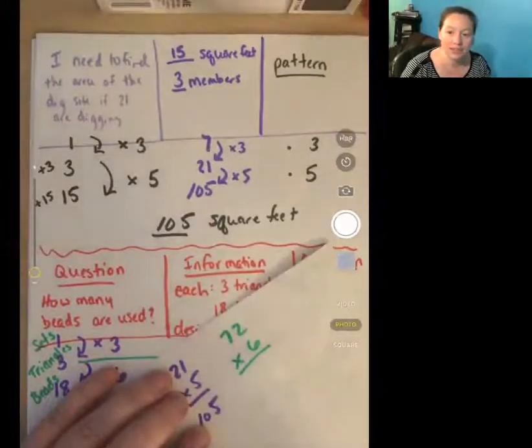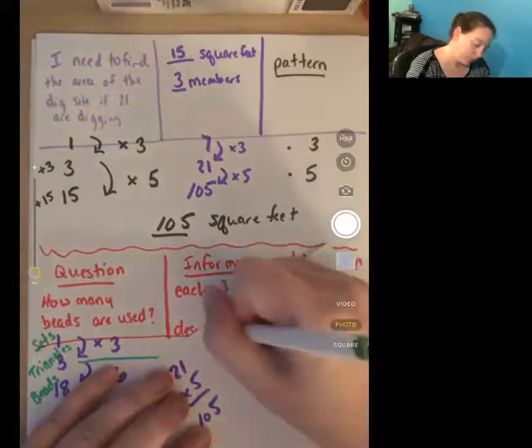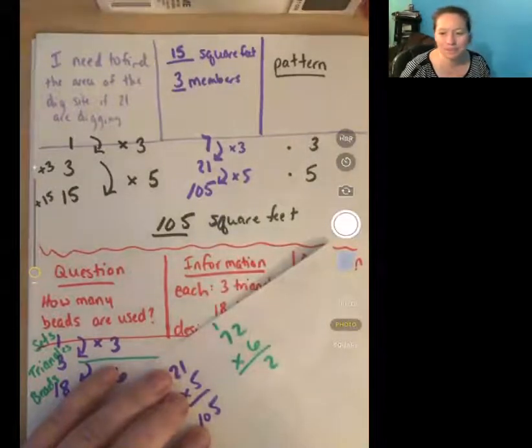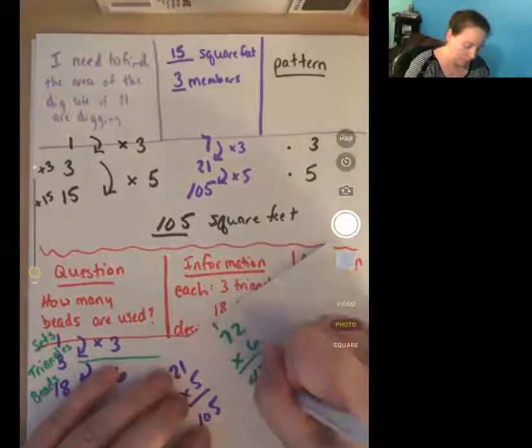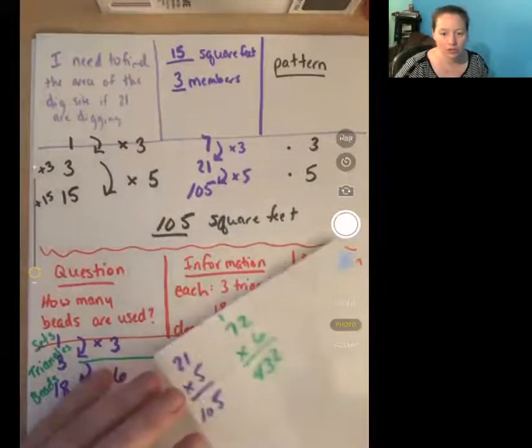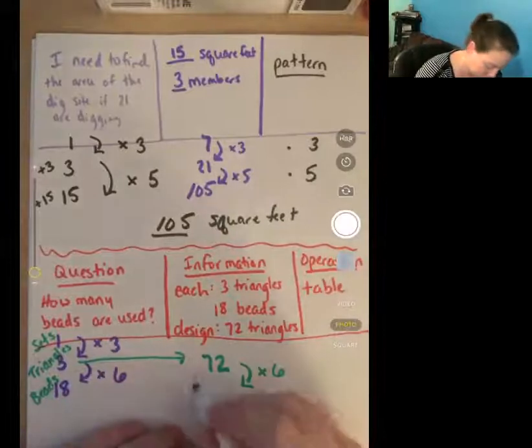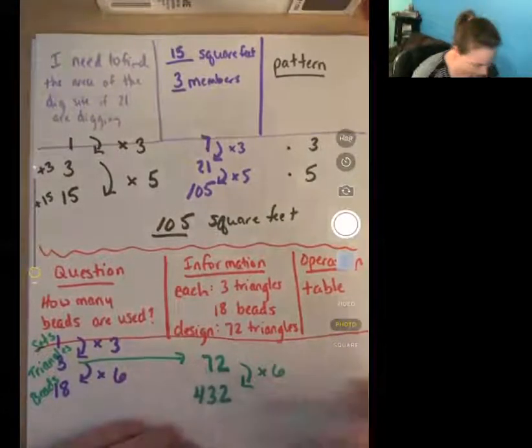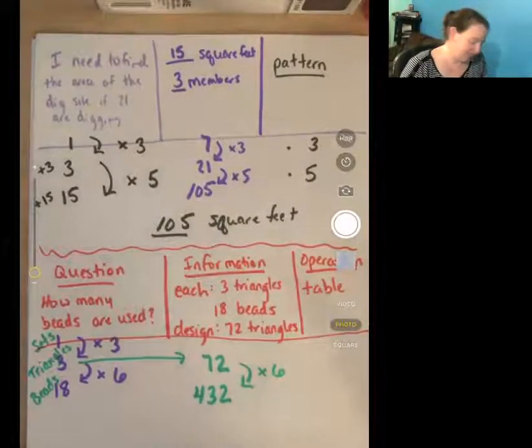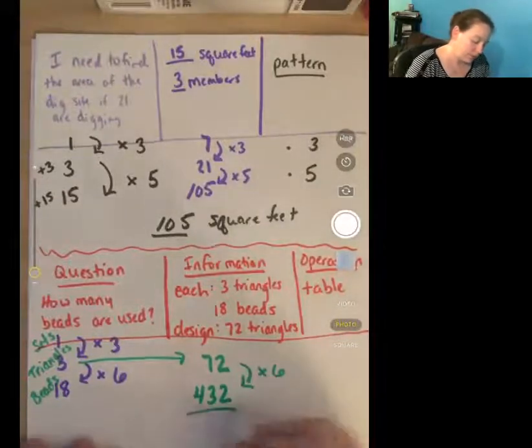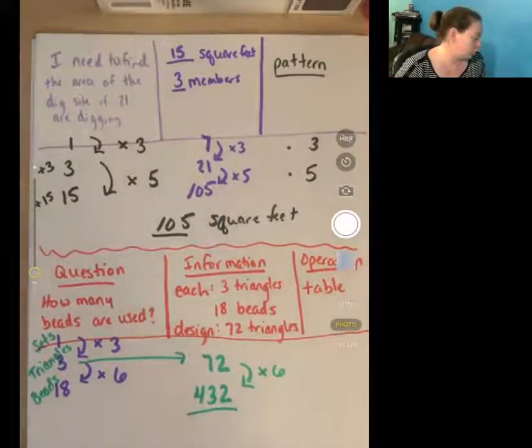2 times 6 is 12. 7 times 6 is 42 plus 1, 43. So 432. Which means Casey uses 432 beads.